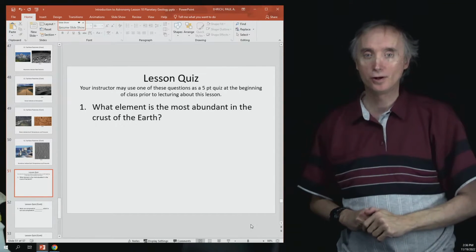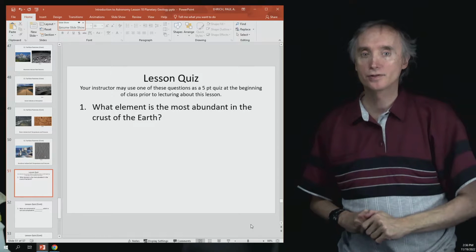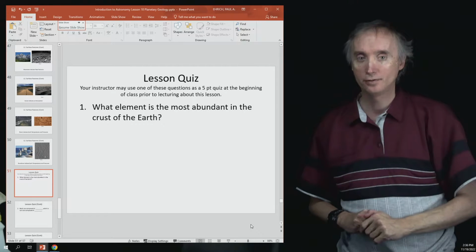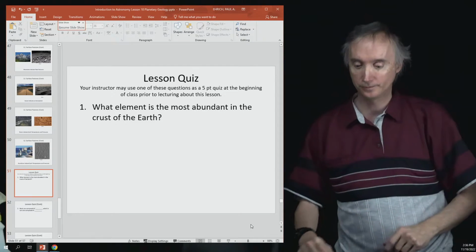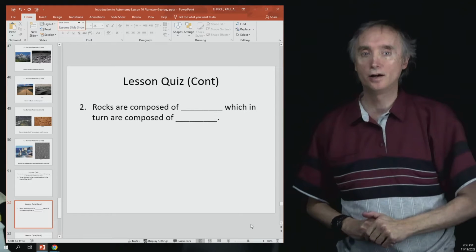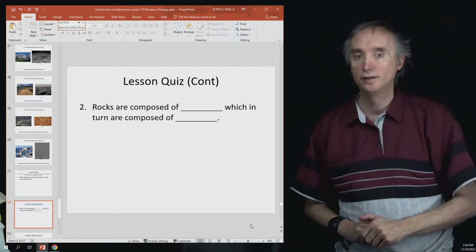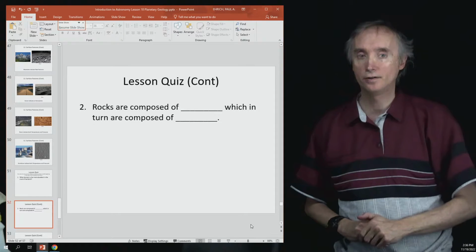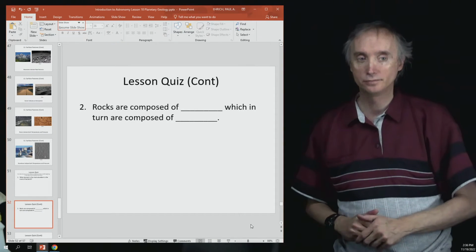So question number 1, what element is the most abundant in the crust of the earth? Okay, do you remember? It would be silicon. So silicon, and then followed by oxygen. Question 2, rocks are composed of what? Minerals, and minerals are composed of elements, atoms.